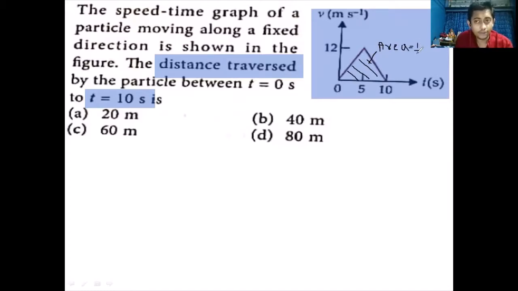So area is half into base into height. What is the base? Base is 10. And what is the height? Height is 12. So it is half into 10 into 12. Let's divide 12 by 2, that is 6. 6 into 10 is 60. So we can say that the distance traveled by the particle is 60 meters. So the correct answer is option C, right?